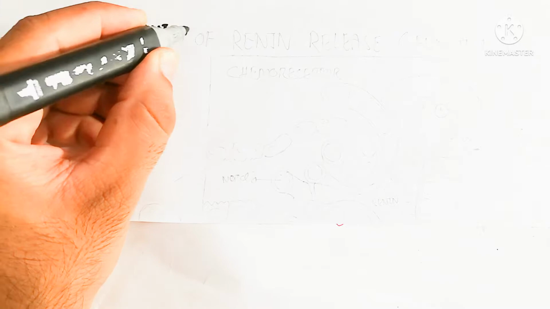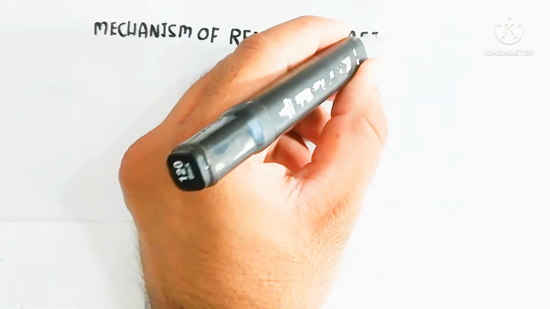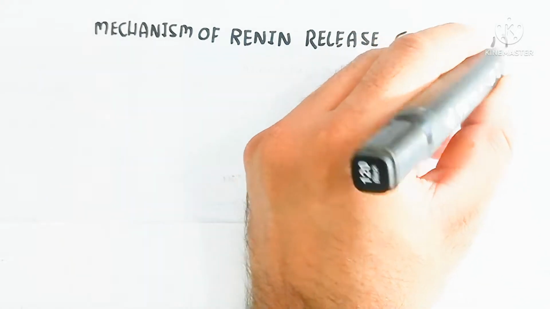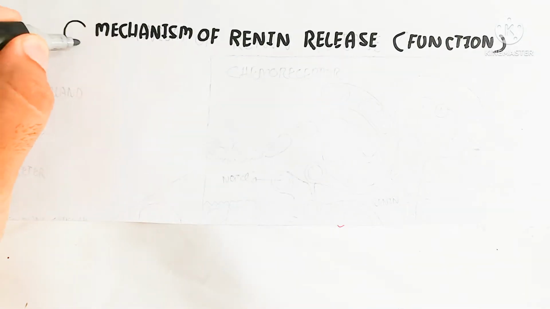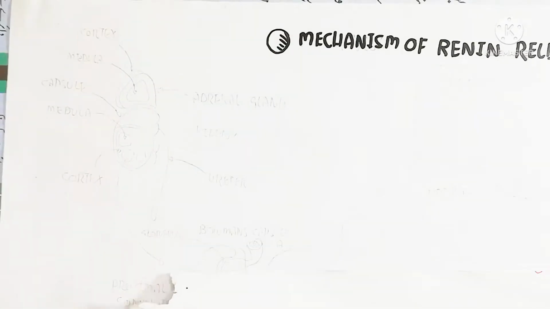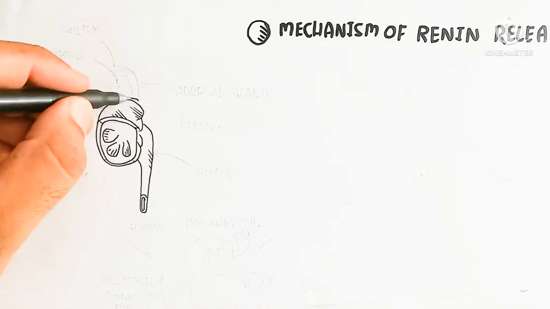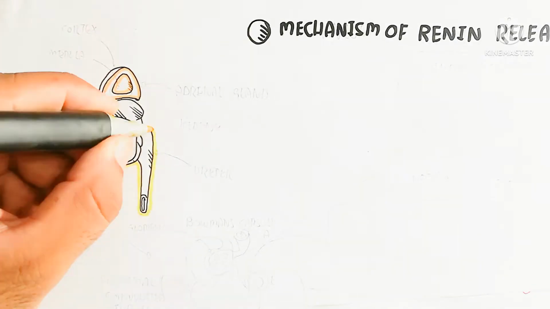Hello, in this video we will discuss the mechanism of renin release and its function. So what is renin? Renin is basically the precursor of the blood pressure regulator. When released into the blood, the blood pressure will be changed.